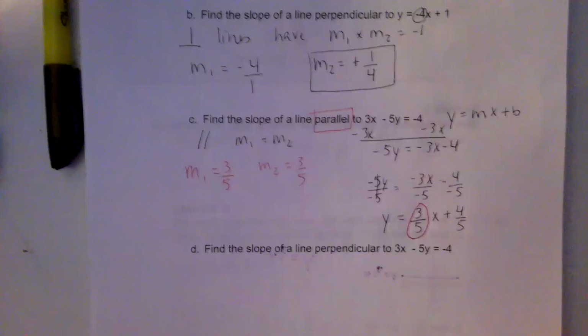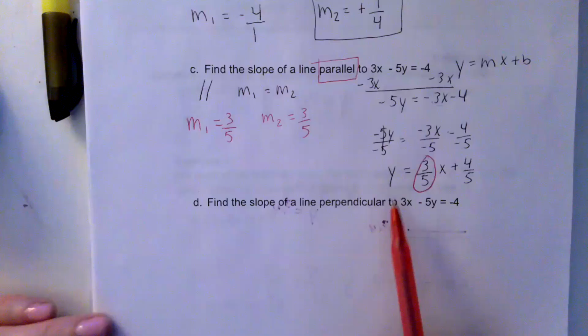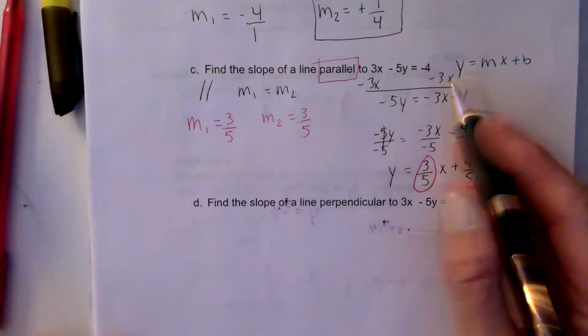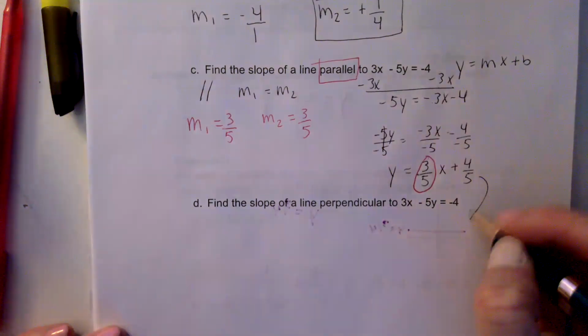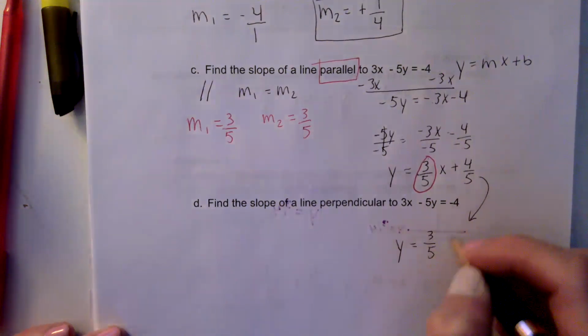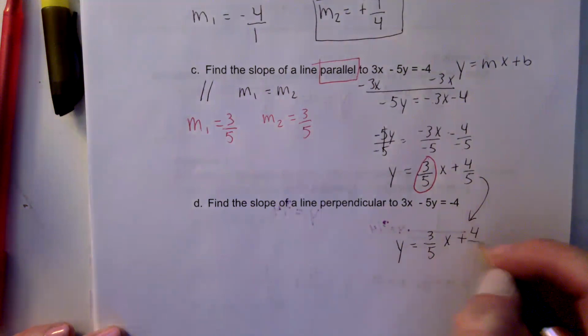Now part D says, find the slope of a line perpendicular to 3x minus 5y equals negative 4. Well, we've already solved for y, so we know that we can just reuse this. y equals 3/5 x plus 4/5.